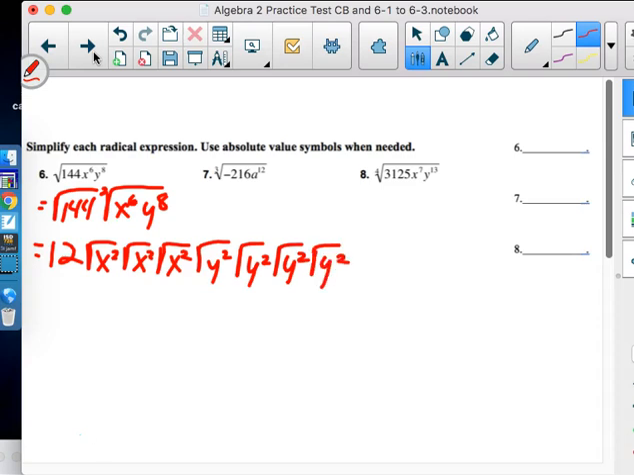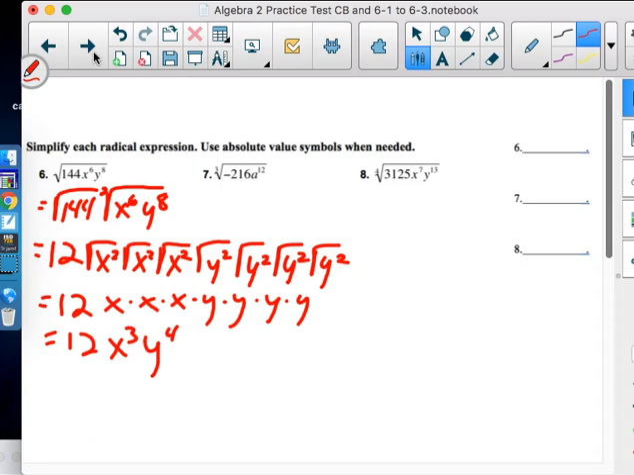Unless you remembered the shortcut, then you wouldn't have to do all that. Because how many x's are we going to end up getting? 3. 1, 2, 3. And how many y's do we get? 4. So you could skip all this little stuff in the middle and just use division. 6 divided by 2 is 3 and 8 divided by 2 is 4. But if you get stuck, and that's the reason I taught you this, remember you can use inverses to get those. Now, last second thought is, does this need absolute value bars? Yes? Both x and y? Just x. Good. Even root, odd power answer.